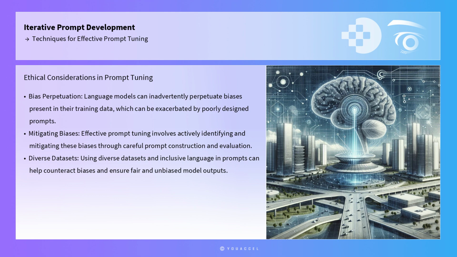Addressing real-world challenges in prompt tuning also requires considering ethical and bias-related issues. Language models can inadvertently perpetuate biases present in their training data, which can be exacerbated by poorly designed prompts. Effective prompt tuning involves actively identifying and mitigating these biases through careful prompt construction and evaluation. For example, using diverse datasets and inclusive language in prompts can help counteract biases and ensure fair and unbiased model outputs.